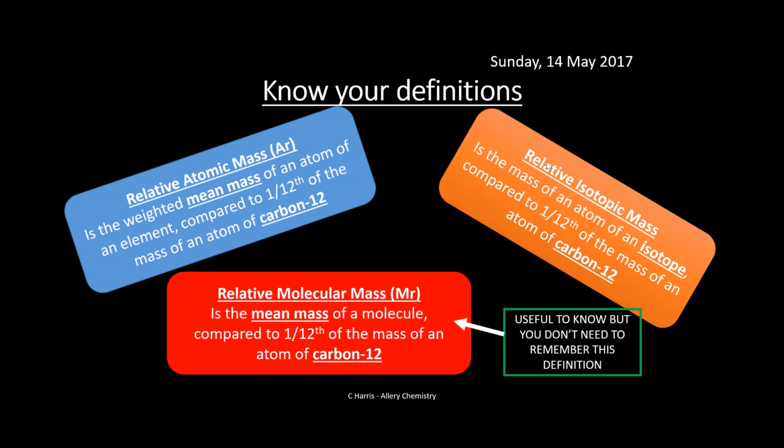Okay, make sure you know your definitions as well. The relative atomic mass is the weighted mean mass of an atom of an element compared to 1/12 of the mass of an atom of carbon-12. Must remember that. And the relative isotopic mass is basically the mass of an atom of an isotope compared to 1/12 of the mass of an atom of carbon-12. Relative molecular mass is down here as well. You don't need to know this one for Edexcel, but it's just useful to compare it with the other two as well.